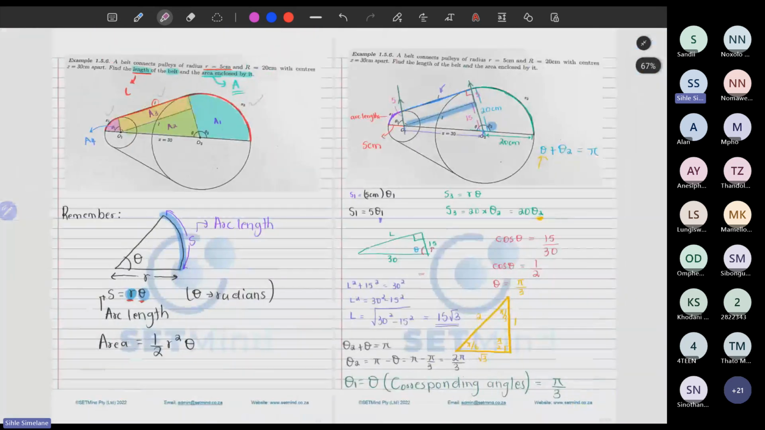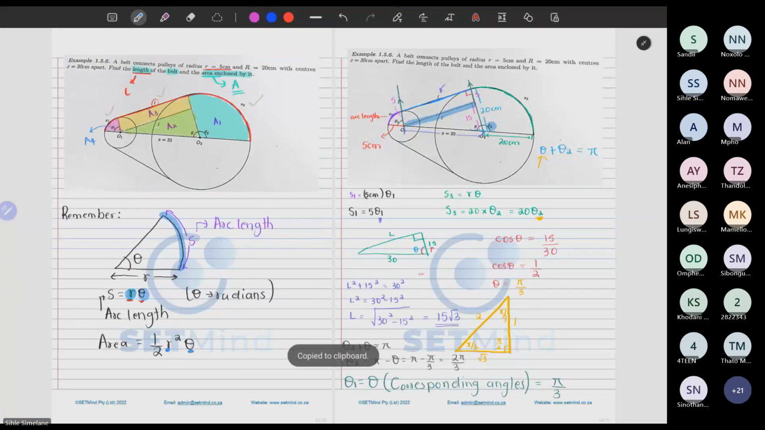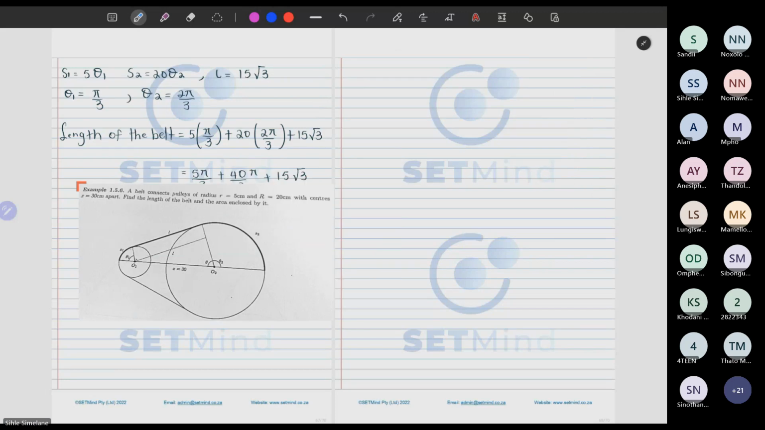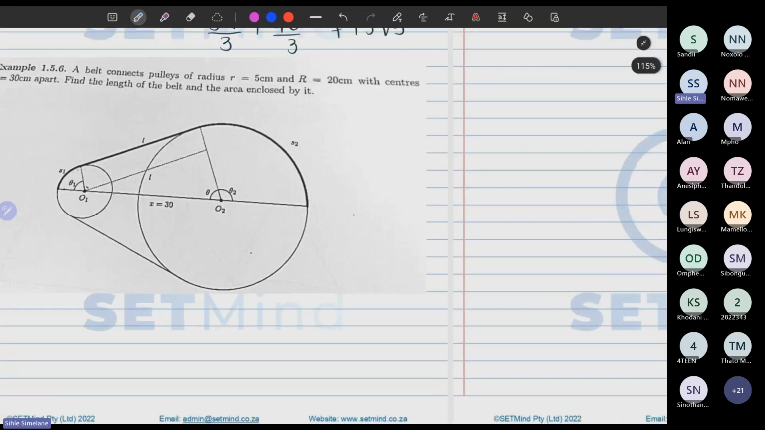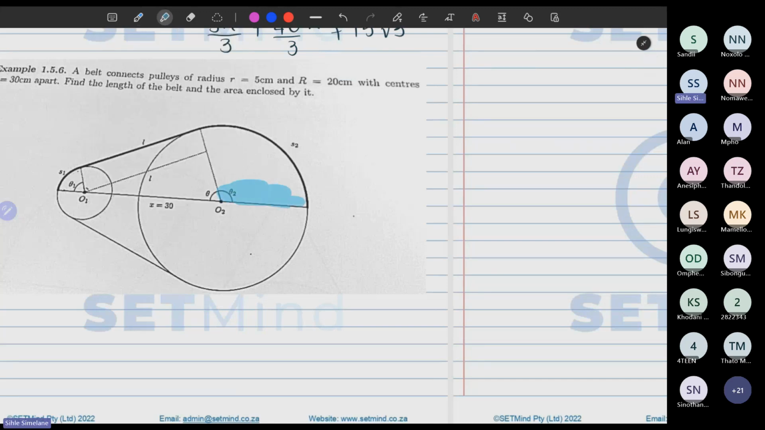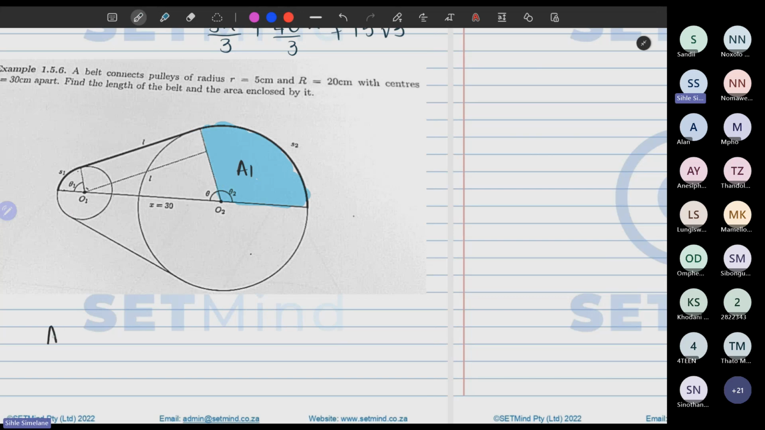Okay, so let's go ahead and calculate the area for area 1. If you remember the area of a sector, it is half the radius squared multiplied by the angle. So this means that our area 1, let's see if this thing will cope with my colors. Okay, not so smart. Let's go here. So if you look carefully, let's start there and quickly do our area 1. Our area 1, which would be in blue, if you remember, the area is given by half the radius squared times the angle.